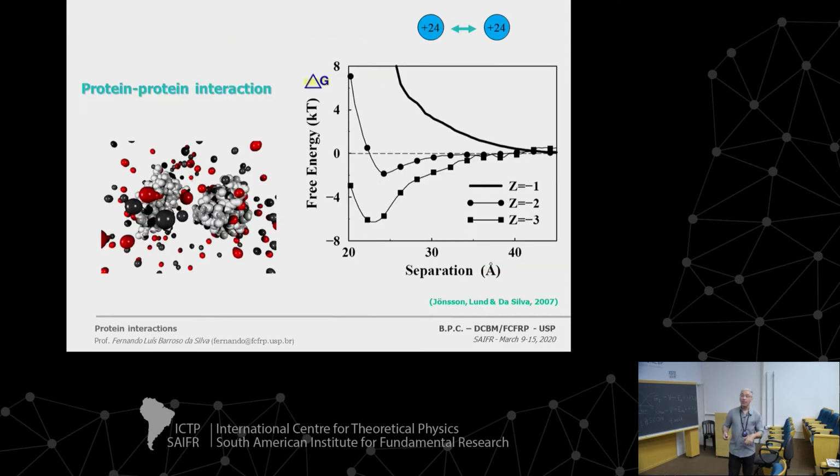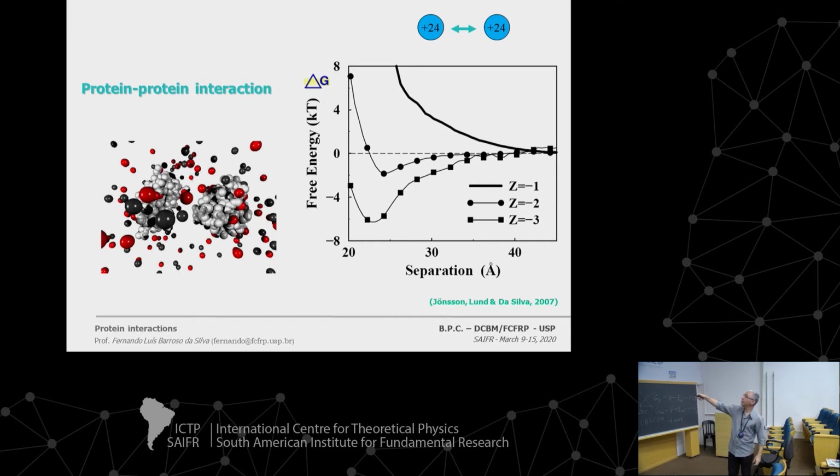Okay? For protein-protein interactions, here is calmodulin, net charge of -24. Here's another calmodulin, -24. So I have -24, -24. Can I expect some attraction? Well, in the presence of monovalent contraions, we see just repulsion.